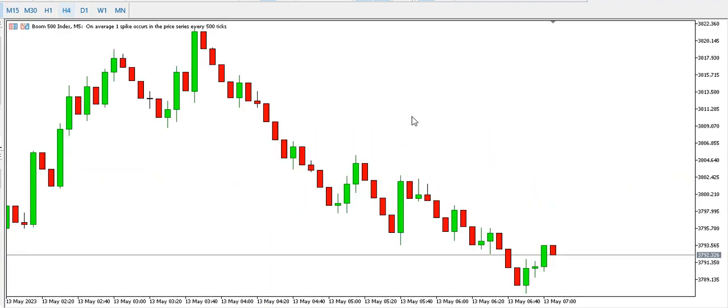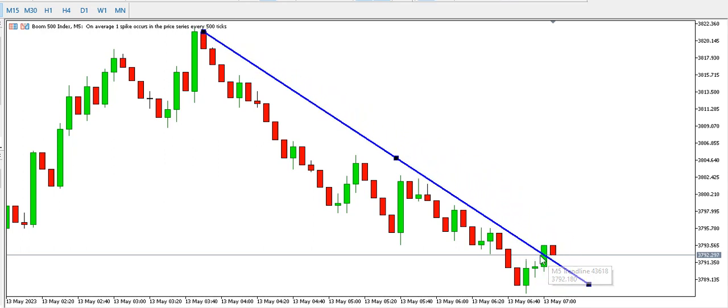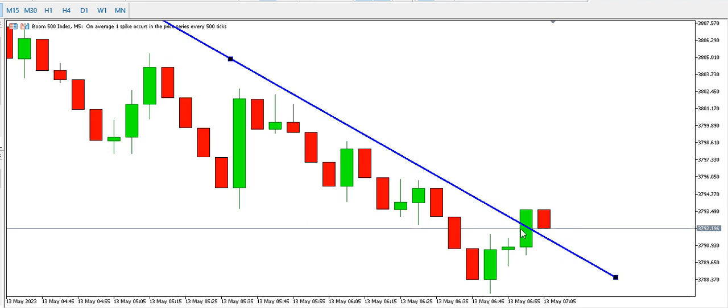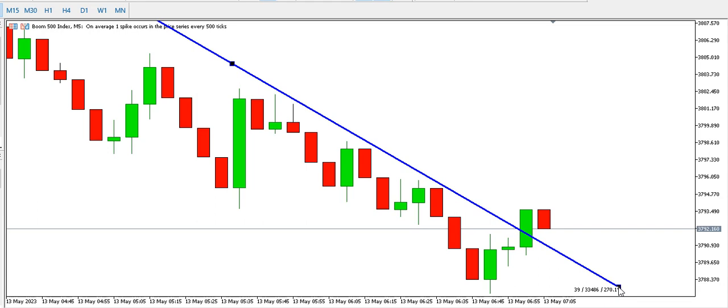Let's look at the 5 minutes time frame. On the 5 minutes time frame, it's kind of tricky. We have a descending trend line that has just been broken. You expect it to retest and then start to spike. Until you start to see the spike on the 5 minutes time frame, do not engage, do not buy. As soon as you start to see the spikes, then you start to buy.